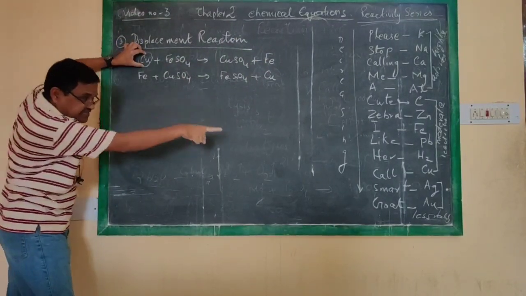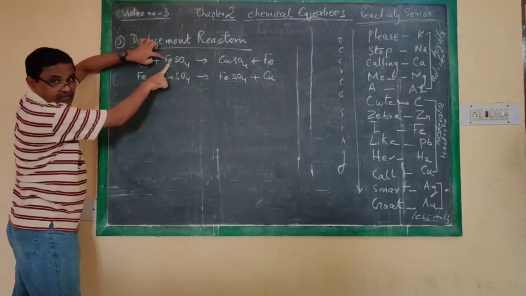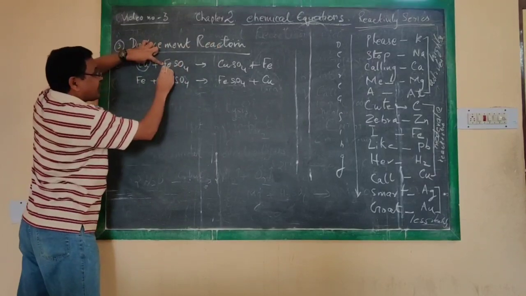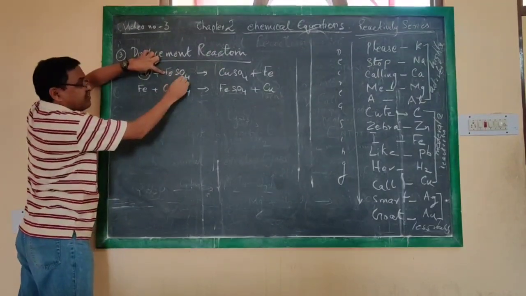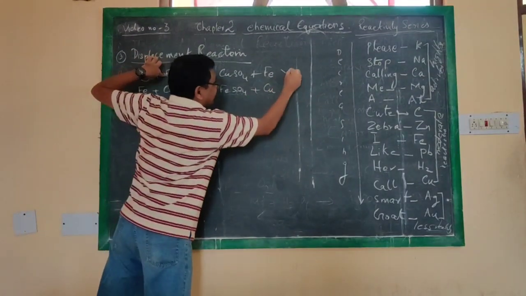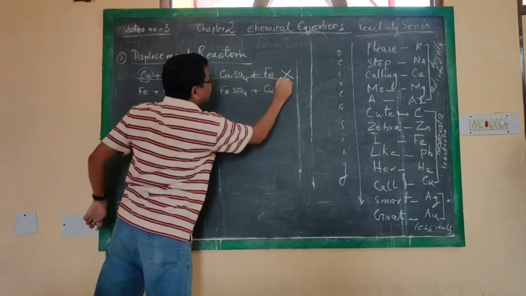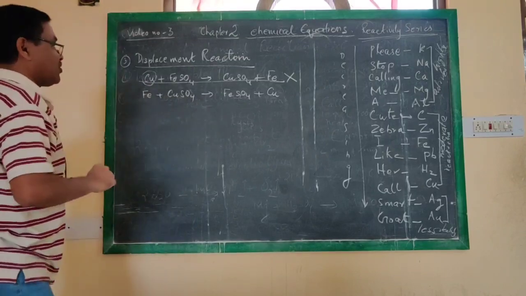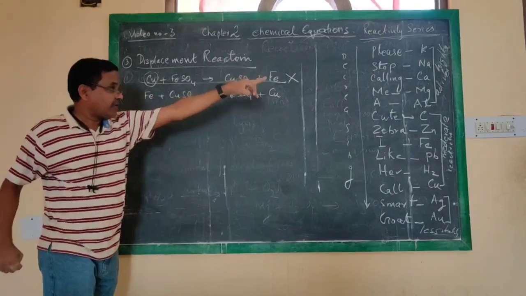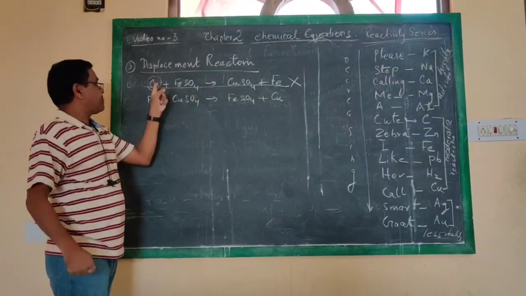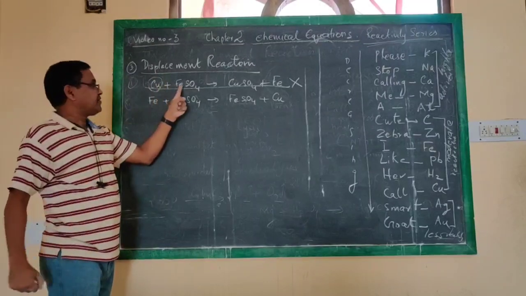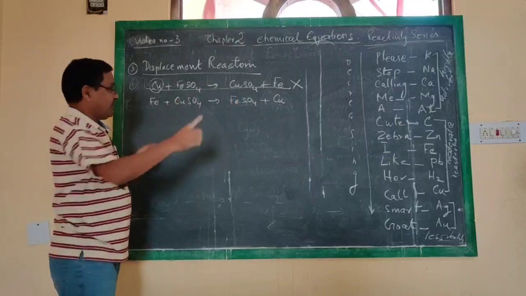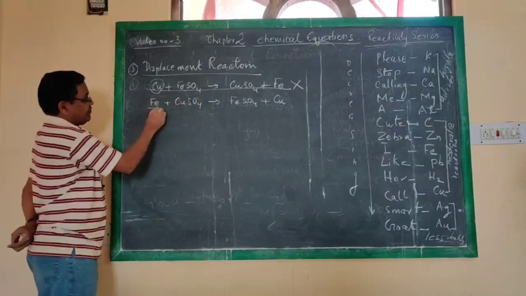Because copper is less reactive than iron, ferrous, copper will not be able to displace or remove ferrous from ferrous sulfate. So this reaction is absolutely nonsense, wrong. No sense at all for that reaction, because our reactivity series says copper is less reactive than iron. So this reaction is absolutely wrong. But see this reaction.